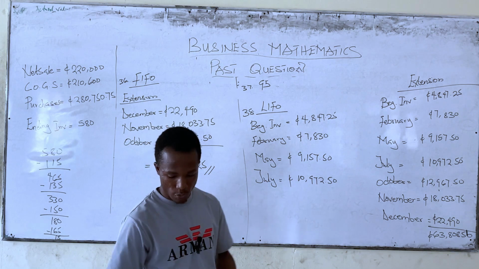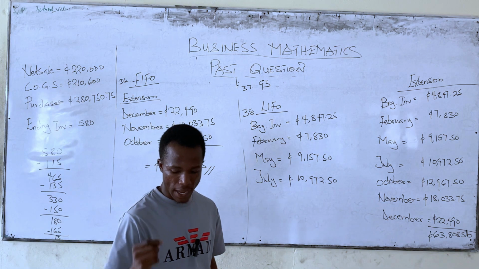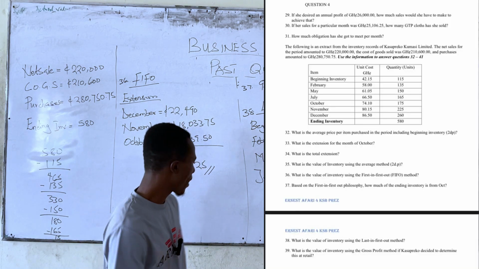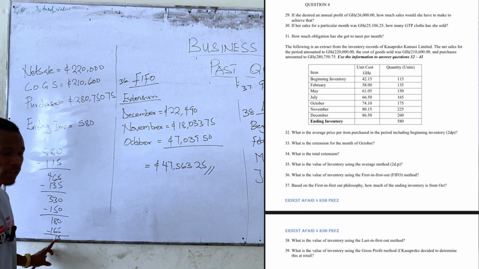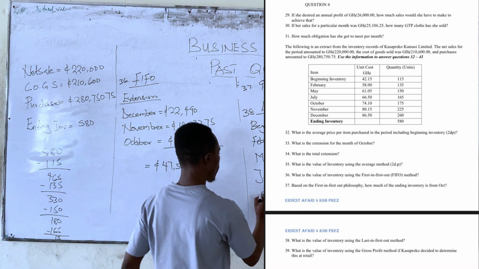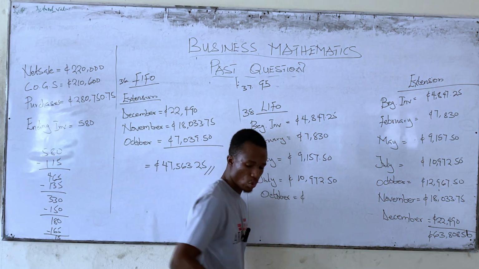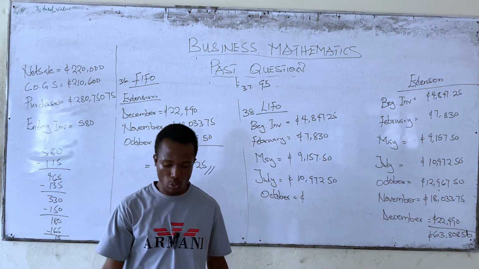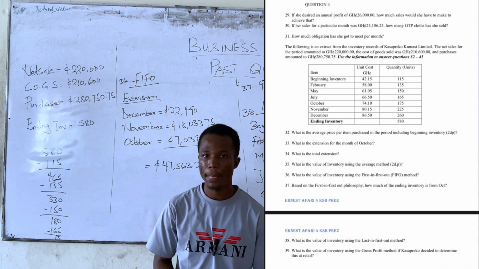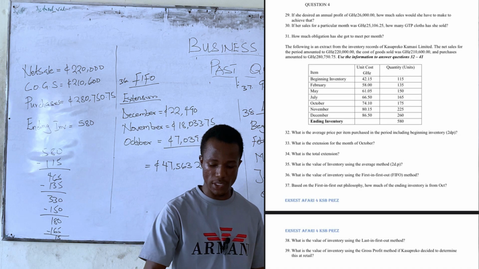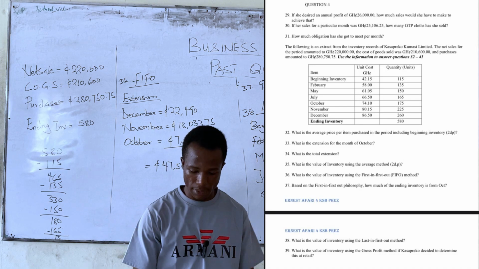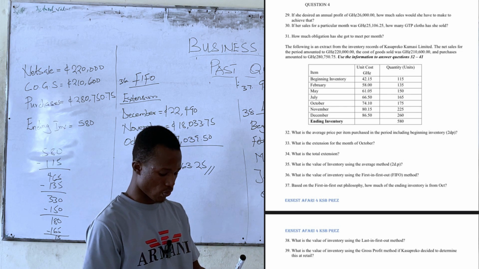Now from July we move on to October. October has 175, but we only need 15, right? So we are going to use 15, only 15 for October. So we will use the remaining 15 to multiply the unit cost in October. Do you get it? You are not going to use the 175. So 15 times 74.1, that is what we are going to do.